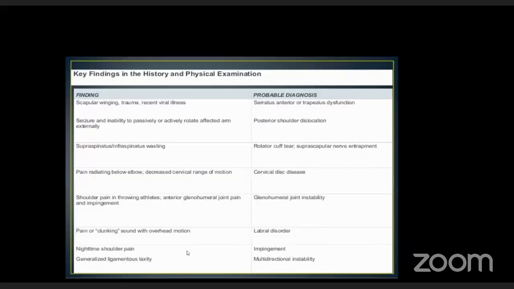Same thing, winging of the scapula: the nerve to the serratus anterior is affected, commonly in porters or weight lifters. So if you get a winging of the scapula, you should not feel that you have been taken for a ride.